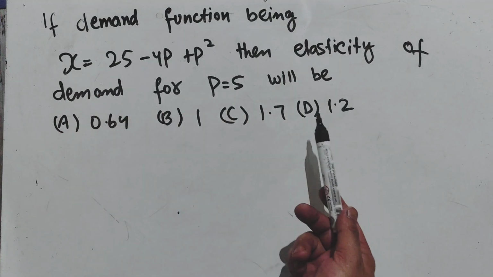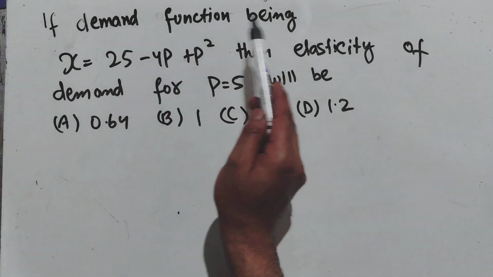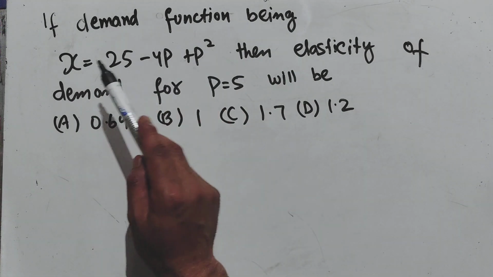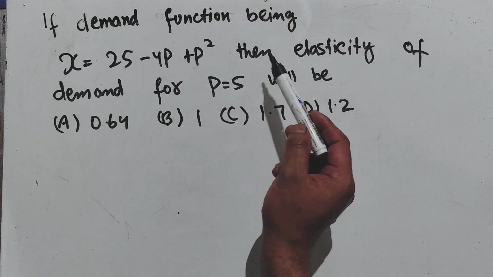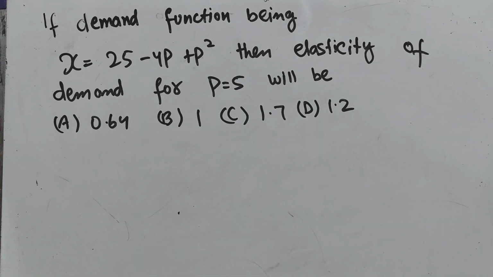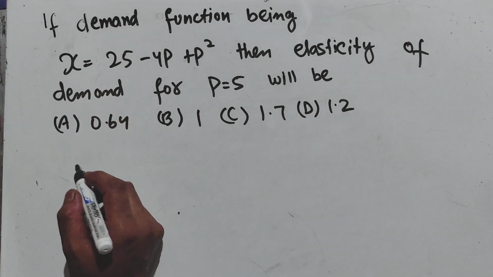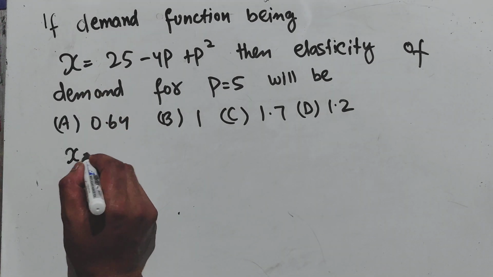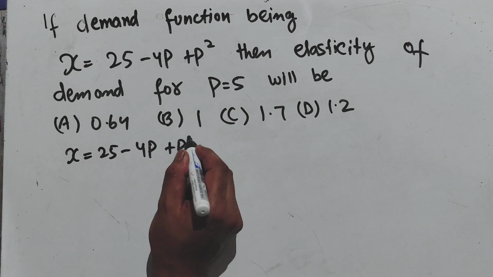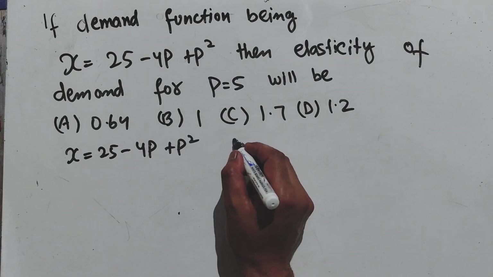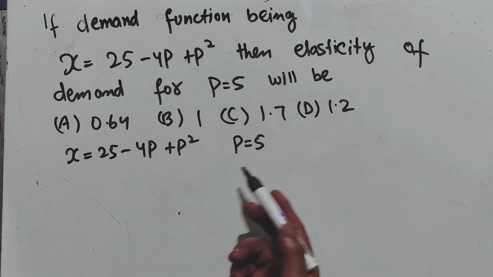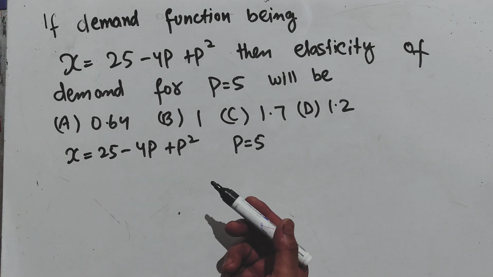Okay, the question is to find out the elasticity of demand. If the demand function is being given to us as x is equal to 25 minus 4p plus p square, where x is the quantity demanded, p is the price, then the elasticity of demand for price is equal to 5 will be, options are given. We need to find out the correct option. So we have the demand function x is equal to 25 minus 4p plus p square, and we are being told that price is equal to 5. Okay, we need to find out the elasticity of demand.